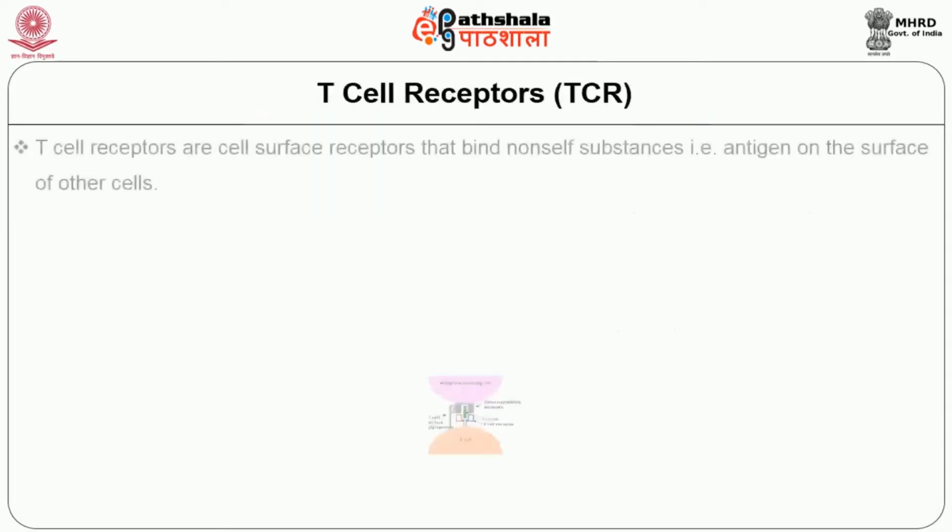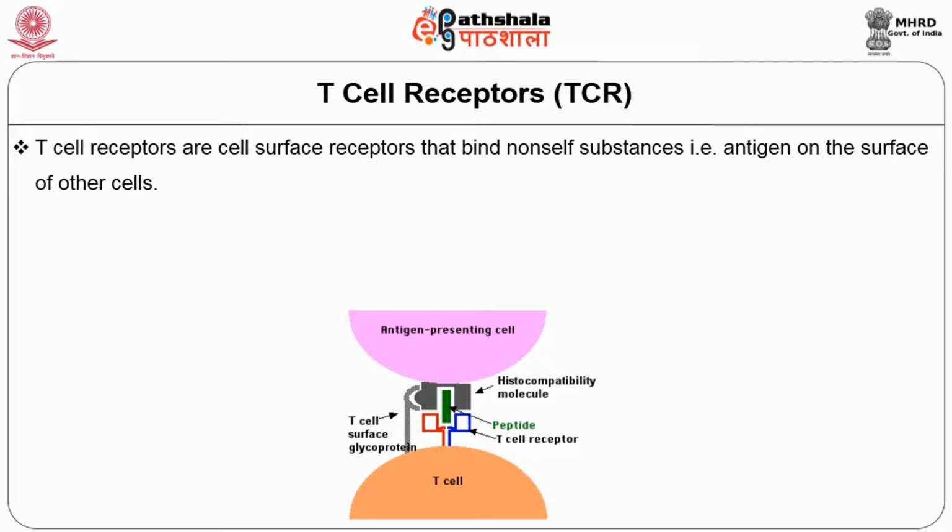Let us see what the different types of receptors involved in T cell mediated immunity are. The first one is the T cell receptor.